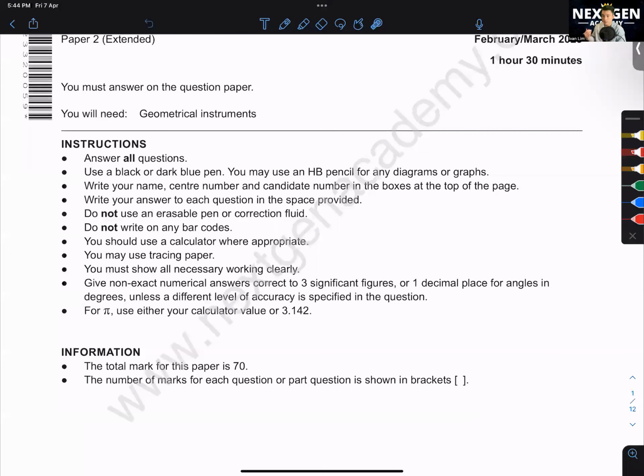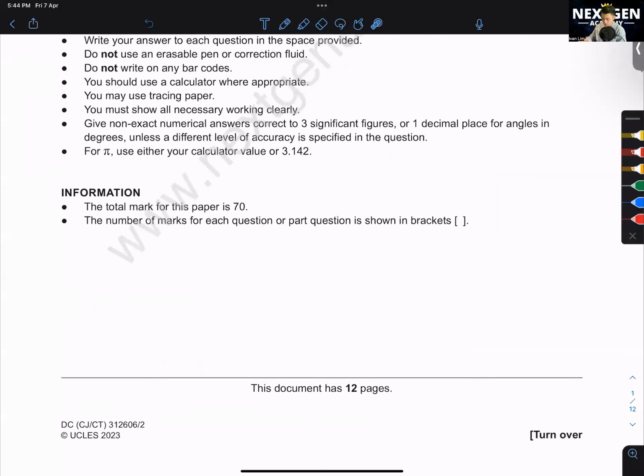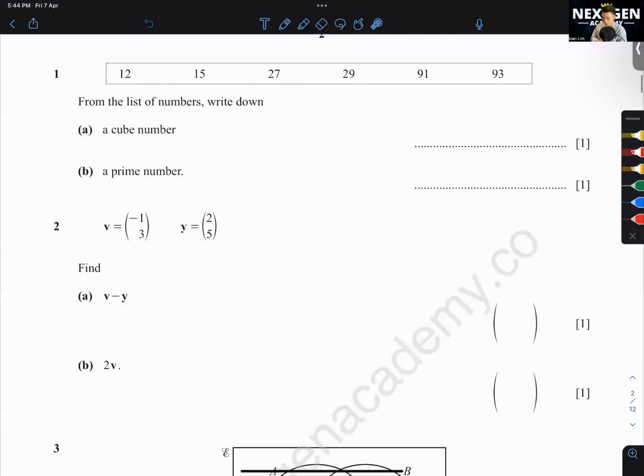If I'm going too fast, please type in the chat. Slow me down so that y'all will understand also. All right, let's go. Question 1.